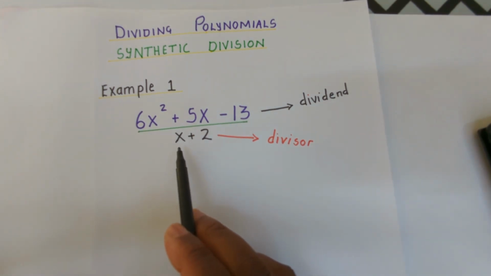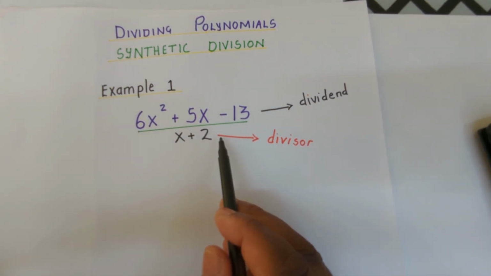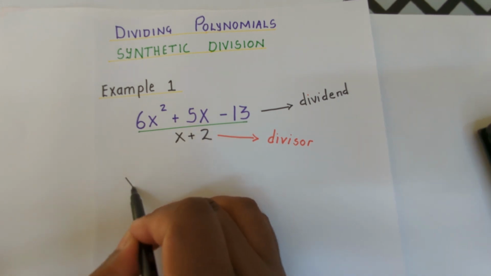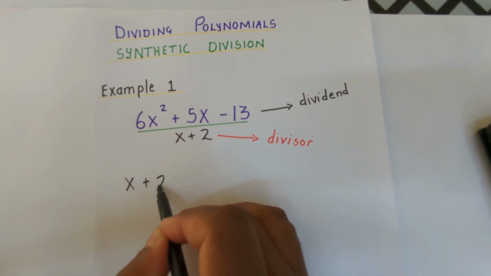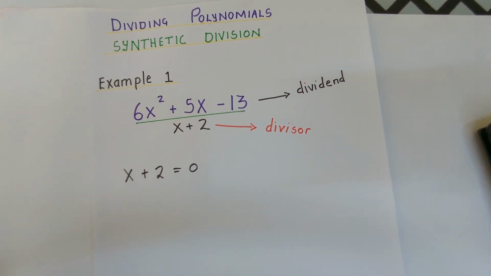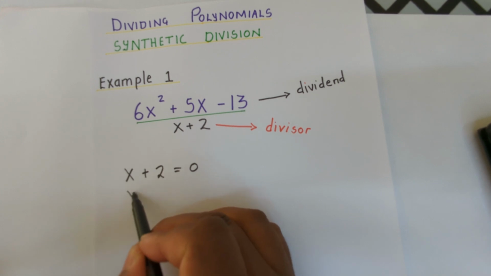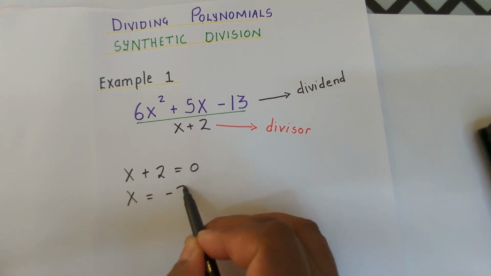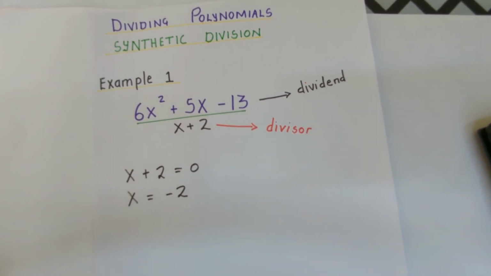So now let's take the divisor and equate it to 0. So we take x plus 2 and let it be equal to 0, and then solve for x. Solving for x here is going to give us x is equal to negative 2.